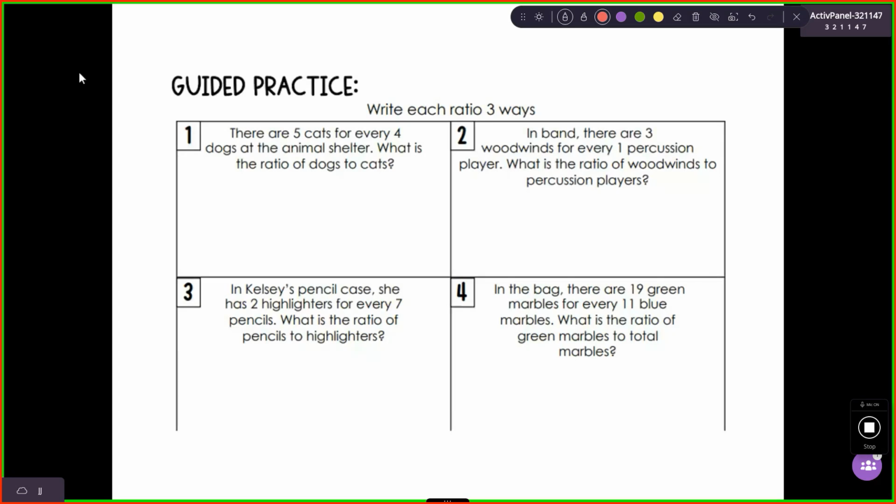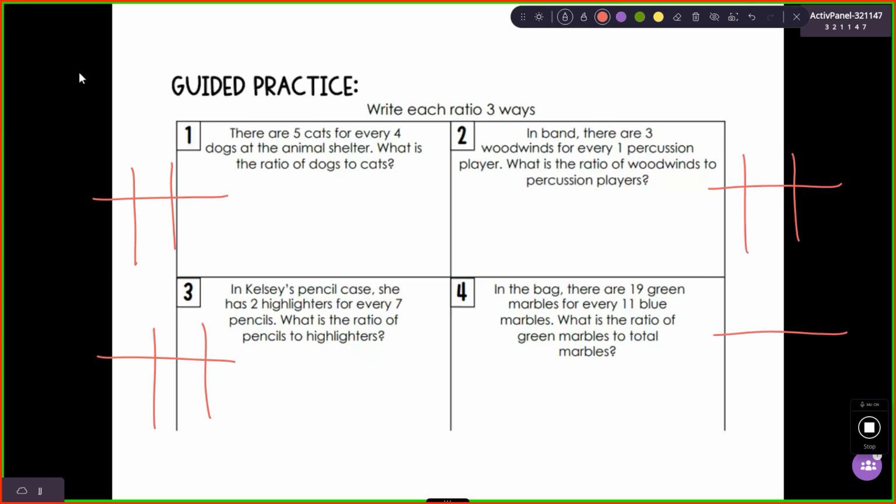All right, looking at our homework, we're going to review it from yesterday before we begin our next lesson. So looking at the guided practice 1 through 4, it said write each ratio 3 ways, but I also asked you to create tables for each problem so we could understand what it's asking for. Is it a fraction? Is it a ratio? How do they want it? Is it asking for the missing part?